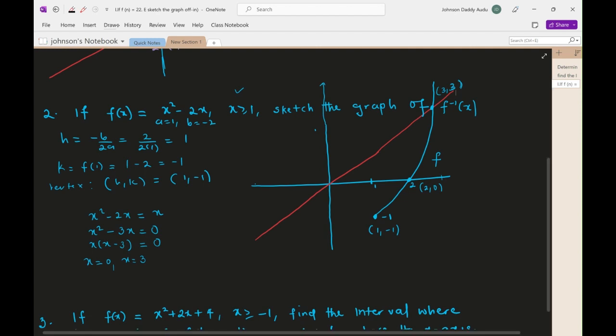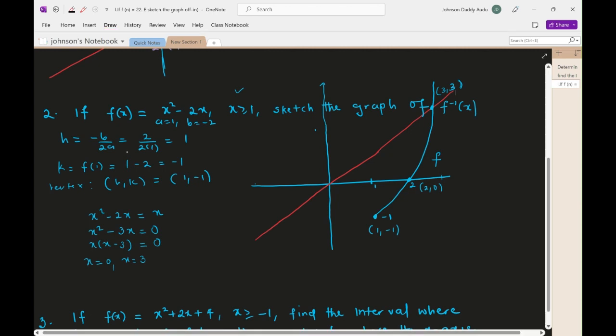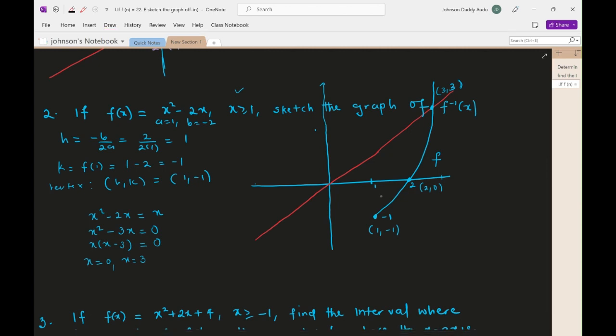So, what do we do? Let's now get our inverse. Now, this point is 1 and minus 1. So, since this is 1 and minus 1, it's going to become minus 1.